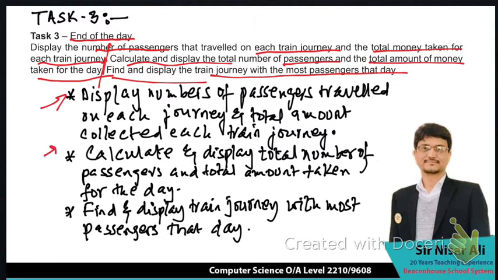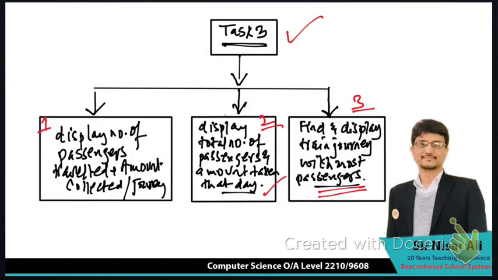So the same points I have written separately one by one. Display the number of passengers traveled on each journey, calculate and display the total number of passengers and total amount taken for that day, and find and display the journey with the most passengers that day. So for these 3 points we have to write the solution one by one. You can see the same here. So these 3 subtasks we will be doing in task 3.